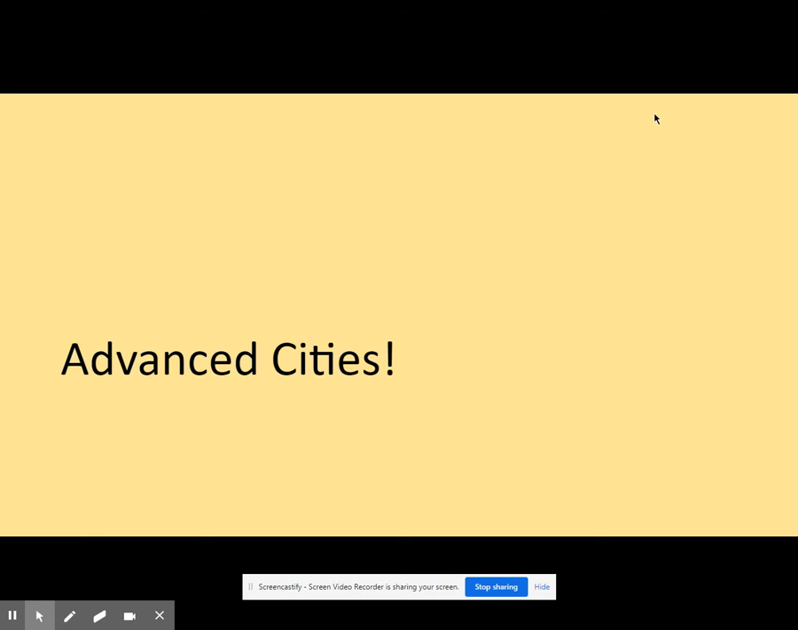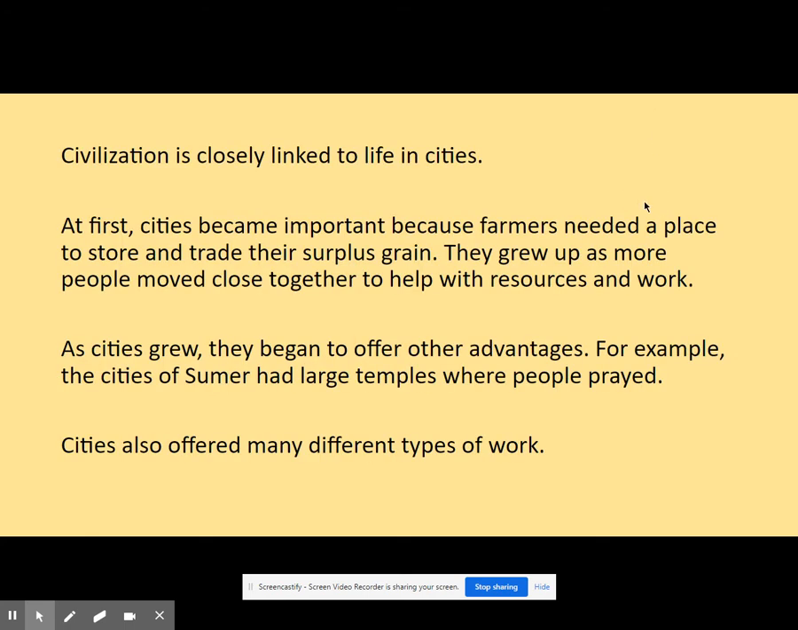Advanced cities is going to be our next characteristic. And civilization is closely linked to life in cities. And this is because cities started to grow up as farmers grouped together in order to farm together, store their food together, and trade what they were growing. And as more people are moving closer together, there's going to be an increase with the amount of workers who can work, amount of help that can be gotten, the resources that people could have, and the opportunities for work.